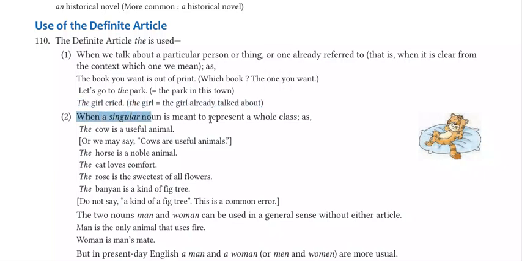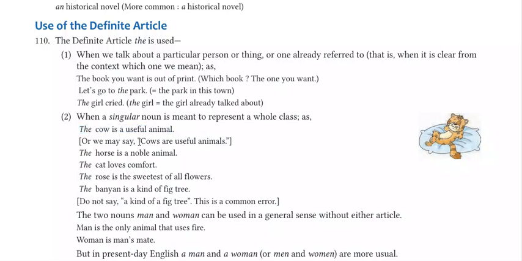When a noun is singular, it is meant to represent a whole class. At that time, we have to use the definite article. The cow is a useful animal. Here, I am not saying one cow. I am saying all the species of cow. Right? The cow is a useful animal.